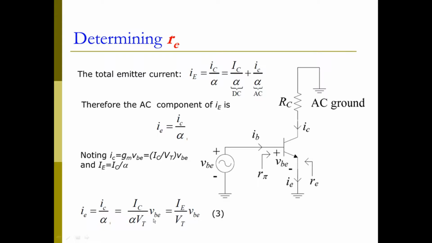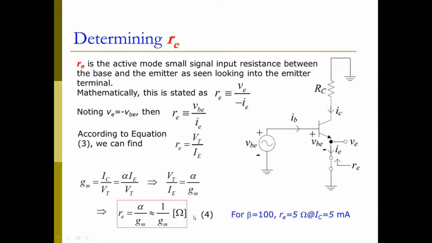From this equation, we can easily tell how much our input impedance is seen from the emitter side. Again, this is the definition of re. It equals ve divided by negative ie, because we are looking into the emitter, so the direction is against our current flow.